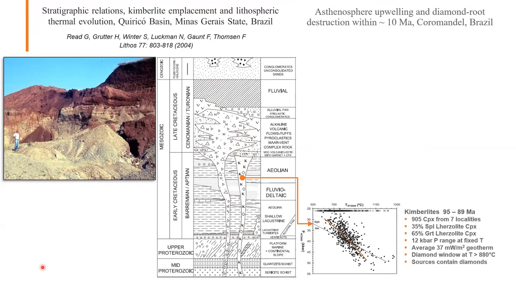If you do clinopyroxene thermobarometry for samples that come from these kimberlites, in this paper we describe 905 of those clinopyroxenes from 7 localities. 35% of the data are from spinel lherzolite clinopyroxenes, 65% from garnet lherzolite. You'll see here, there's a 12 kilobar pressure range at a fixed temperature. Look at the pressure range over there. That's quite different from the plus or minus 2.3 that I indicated as a precision earlier on.